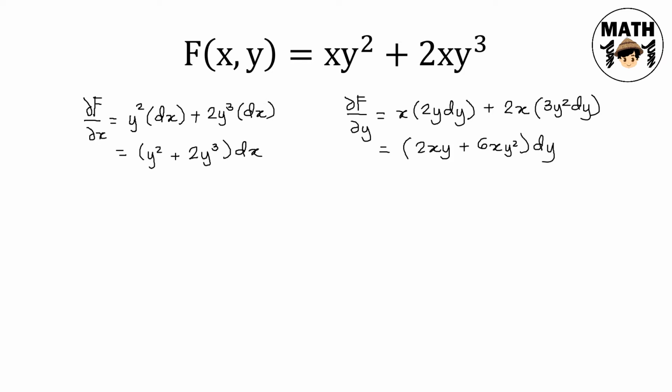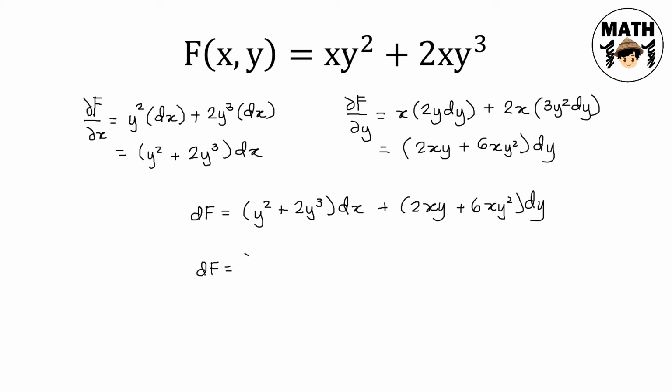To get the total differential of the function f, we'll just add the partial derivative with respect to x and the partial derivative of f with respect to y. So, the total differential of f is equal to (y squared plus 2y cubed) dx plus (2xy plus 6xy squared) dy. If we define the total differential of a function f in terms of two variables, x and y, that is equal to the partial derivative of f with respect to x dx plus the partial derivative of f with respect to y dy.